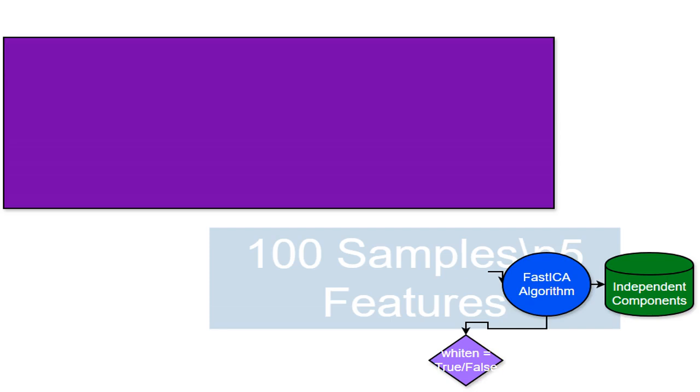This is the parameter in question. It controls whether FastICA performs a preprocessing step called whitening, affecting the variances and potentially the interpretation of the independent components.